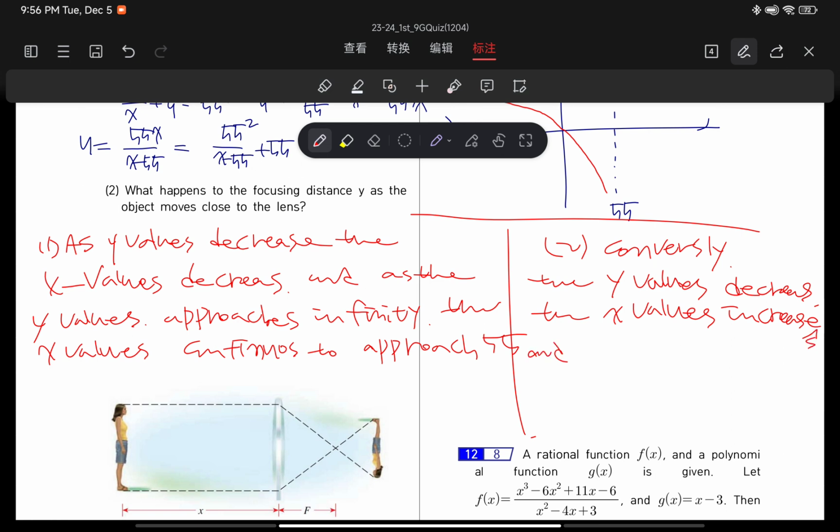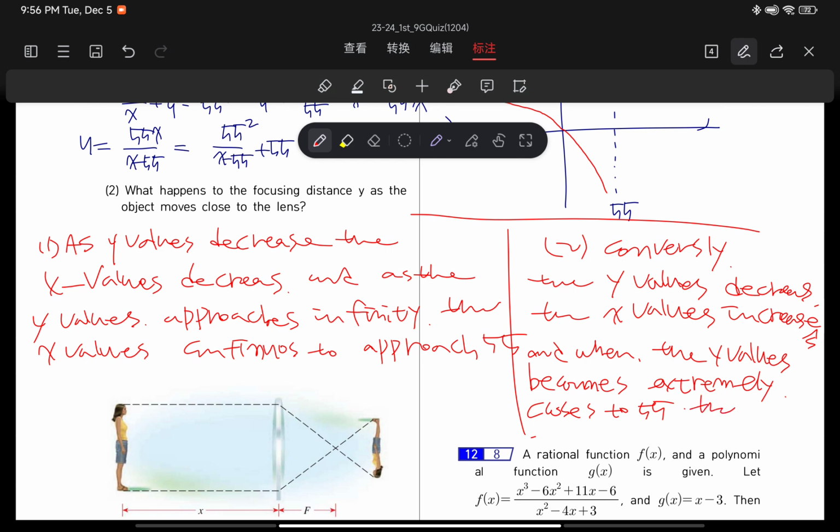And when the y value becomes extremely close to 5, the x value diverges to infinity.